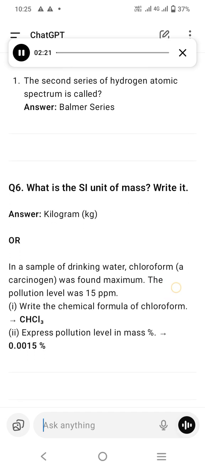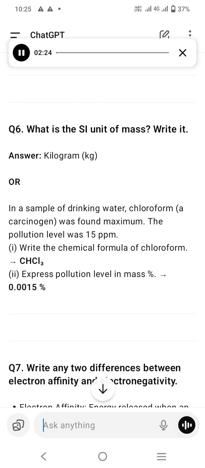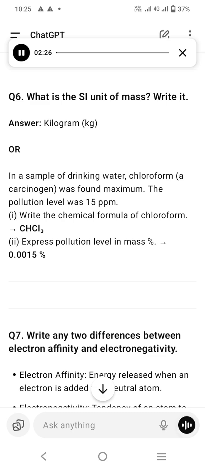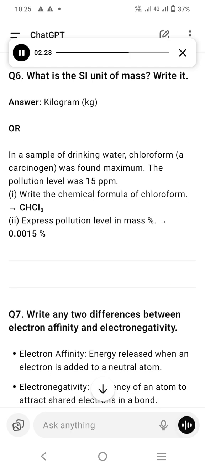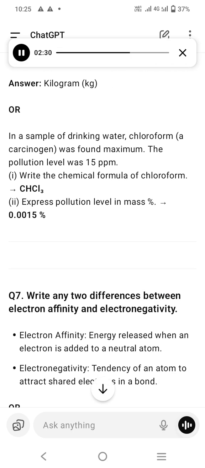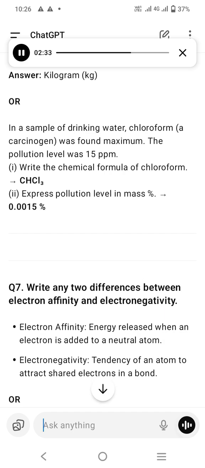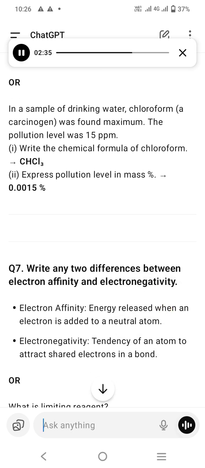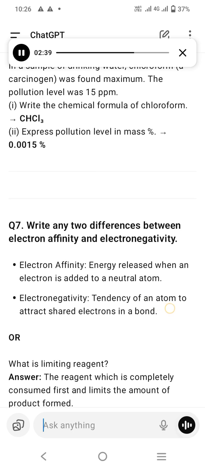Q6. What is the SI unit of mass? Write it. Answer: kilogram. Or, in a sample of drinking water, chloroform, a carcinogen, was found. The maximum pollution level was 15 ppm. I. Write the chemical formula of chloroform. CHCl3. Express pollution level in mass percent: 0.0015%.